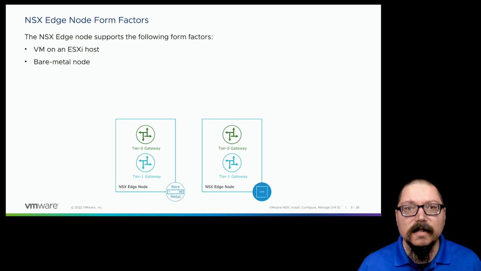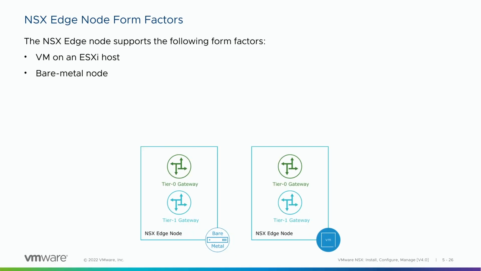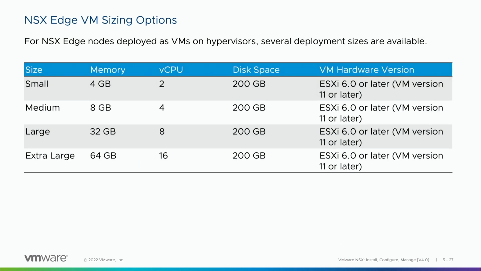Now, edge nodes oftentimes are going to be virtual machines, but that's not the only form factor available. We can also deploy the edge appliance software onto a physical server if, for example, I have very, very high bandwidth requirements. And we'll talk about some of those as we continue through this video.